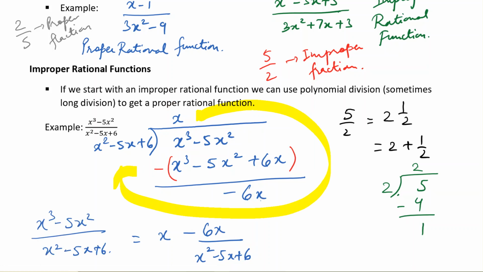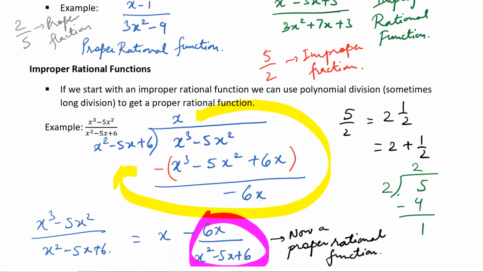So now we notice that here we have our improper fraction that we change into a proper fraction, because for this one, our degree in the numerator is less than the degree in the denominator. So this is our proper fraction rational function. So let's try one more example.